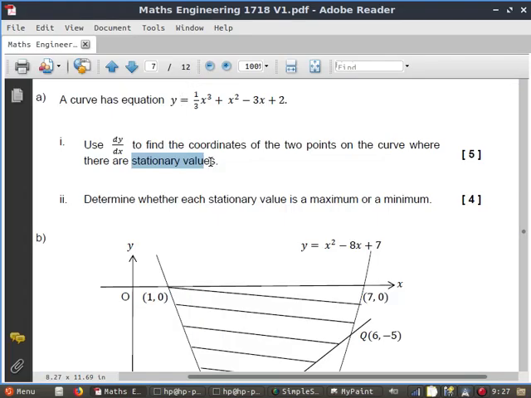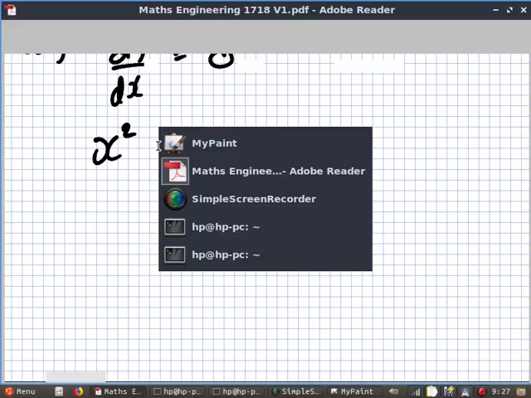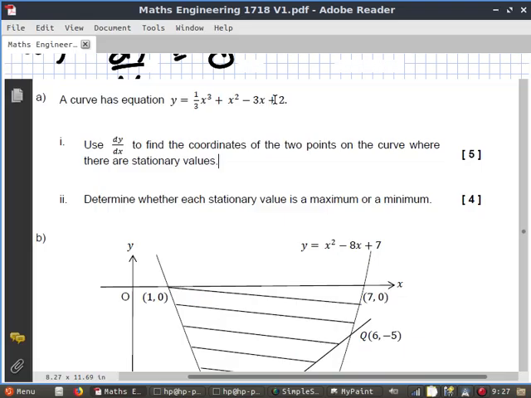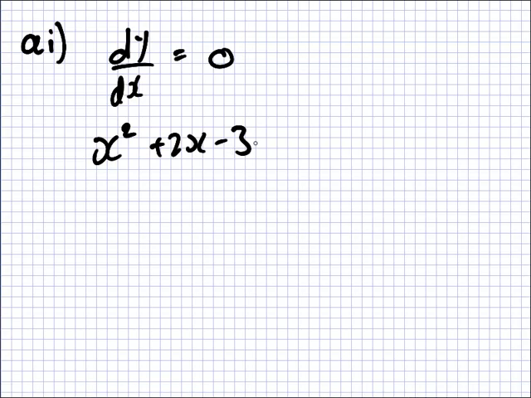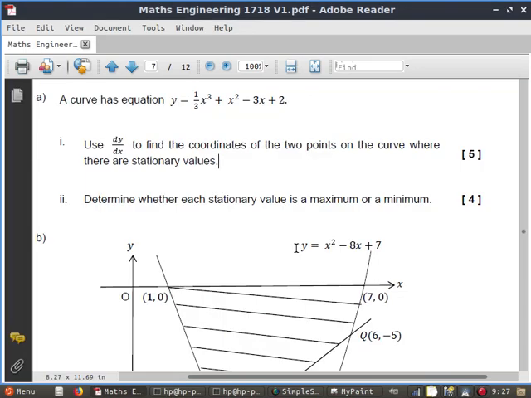So let's calculate dy/dx here. That's going to be x squared plus 2x minus 3 equals 0. So that's (x plus 3)(x minus 1) equals 0. So x equals minus 3 or 1. But we still have to find the y.